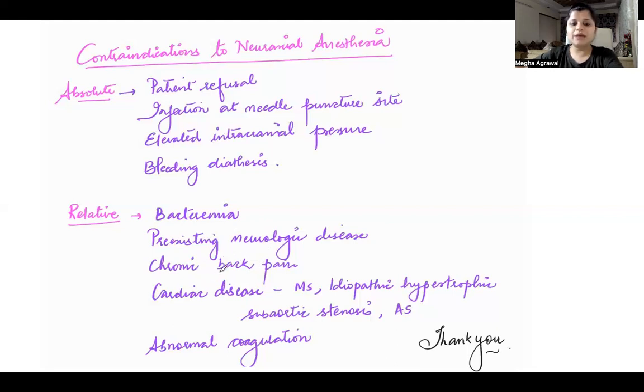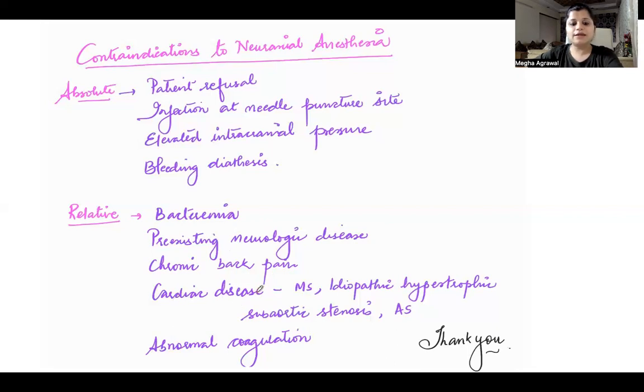Then there is chronic back pain. Now in chronic back pain, if we are giving these blocks, then the patient may relate the back pain later to our anesthesia, which was already there, but he may say that the pain now is because of that anesthesia. So we have to counsel them properly.